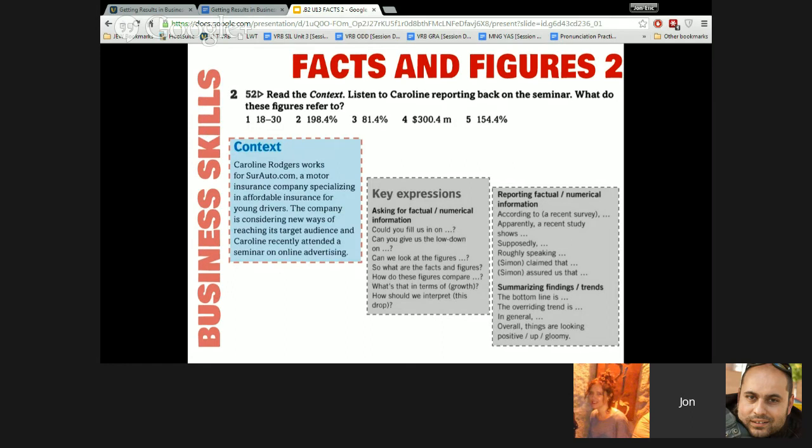Okay, 198.4%. Did anyone pick that up? What was that referring to? The growth by the new advertisement. Growth of what exactly? Growth of new clients. No, not the new clients. It was growth in the spending. Actually, growth in advertising spending on blogs and podcasts.